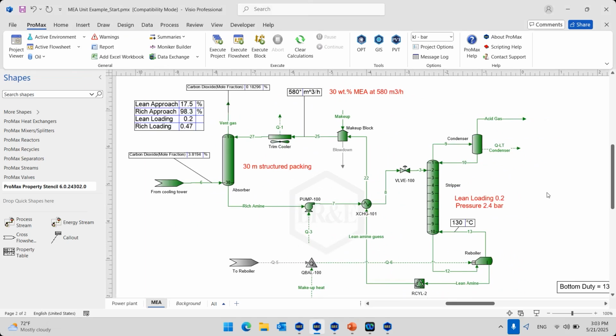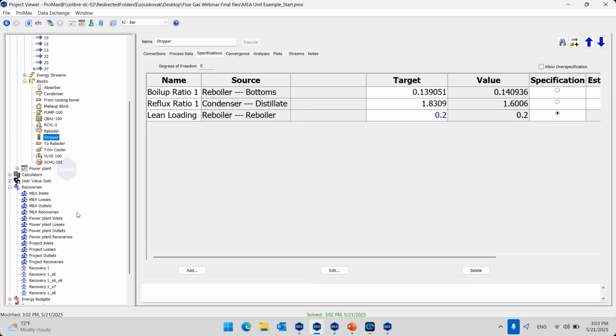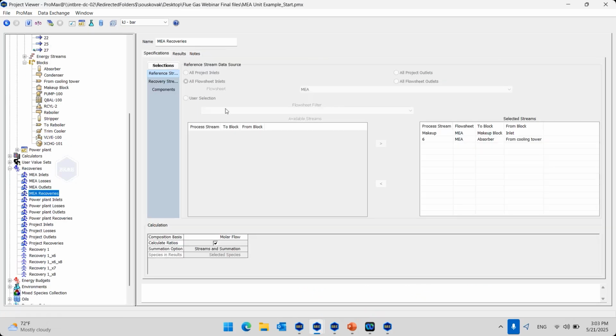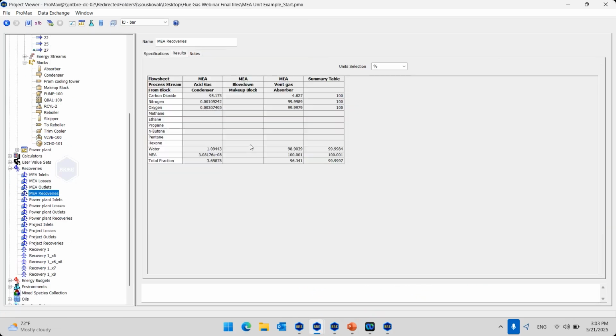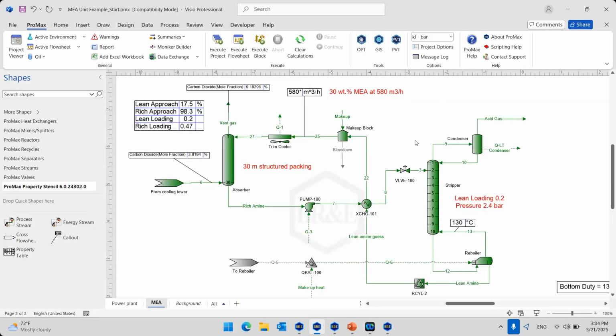What is our CO2 recovery? Meaning, how much CO2 am I recovering in this acid gas stream versus how much CO2 came in? And ProMax is calculating that on its own. If I go to Project Viewer, and down here, I will go to recoveries, and I'll go to MEA recoveries, because that's my flow sheet, and then results. And I can see here that my recovery is 95%. So 95% of the CO2 goes into the acid gas stream, which I believe is pretty good recovery. I mean, depending on what you need, but 95%, I think that's generally quite good.